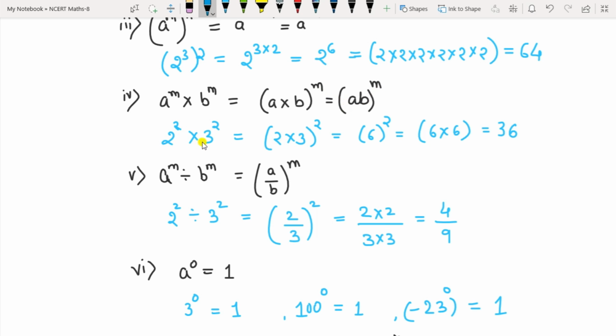So 2 raised to 2 into 3 raised to 2, that is 2 into 3 in the bracket and the power is taken common, and 2 3s are 6. Then 6 square is 6 into 6, that is 36.